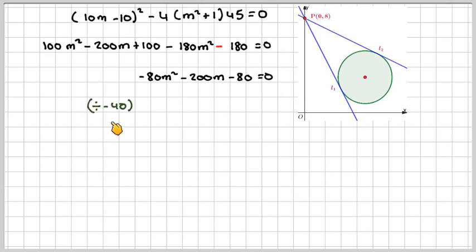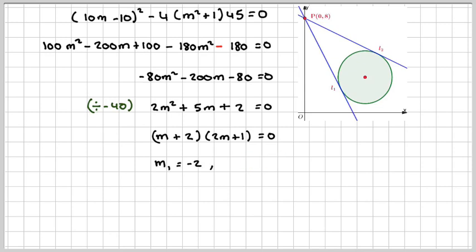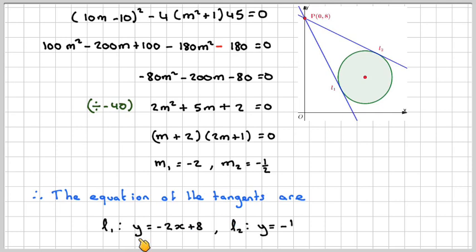Dividing through by −40, it's good to make this positive. We're going to get 2m² + 5m + 2 = 0. This is an easy quadratic to factorise. It factorises into (m + 2)(2m + 1) = 0, which will give you that m1 is −2, which is the steeper of these two lines, and m2 is equal to −1/2. And therefore the equations of the tangents, so don't forget to answer the question, is L1 is y = −2x + 8, and L2 is y = −1/2 x + 8.